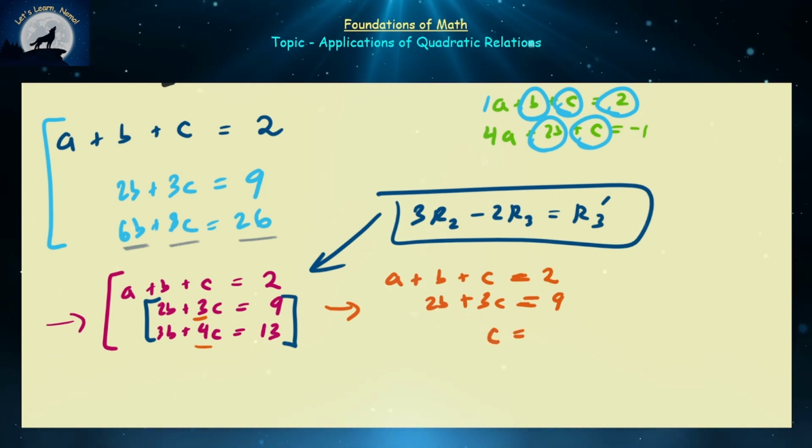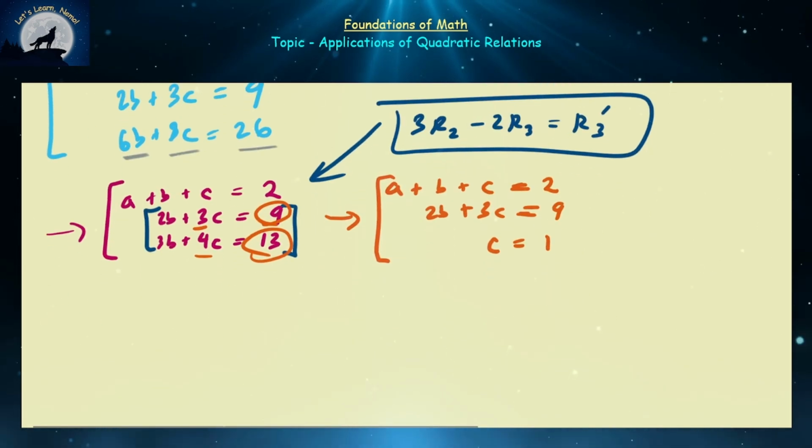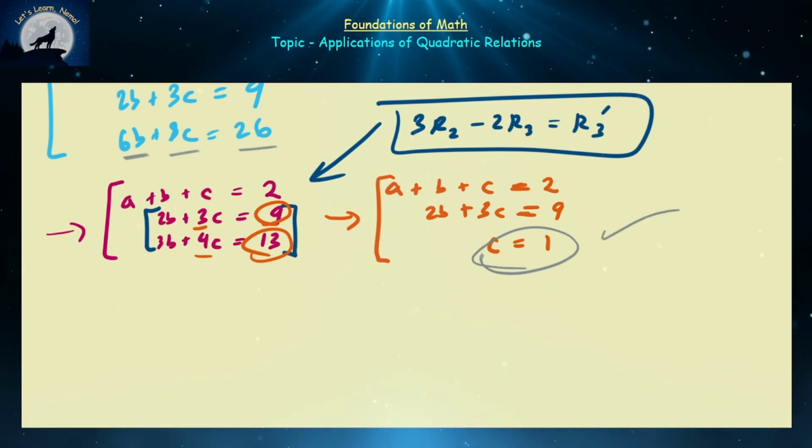We're about to get our c value here. So what's c going to be? We're going to have 3 times 9 minus 2 times 13, and you should find out that that's just coming out to 1. Okay, so that's beautiful. Now we have our value for c. Now let's go back into equation 2 and figure out what b is. And then once we have b and c, we can go back into equation 1 and find out what a is.